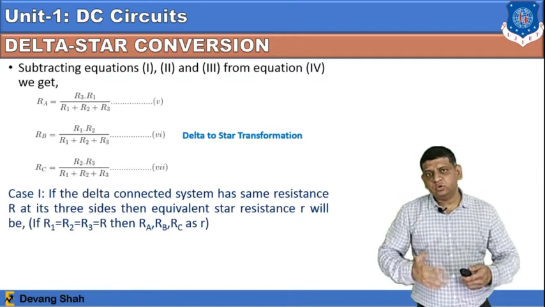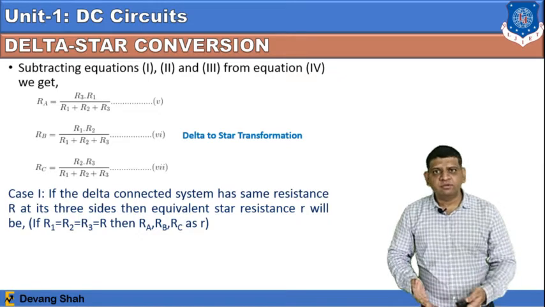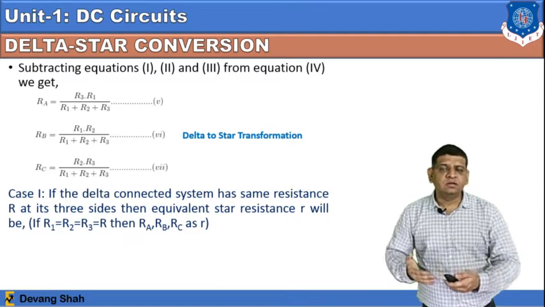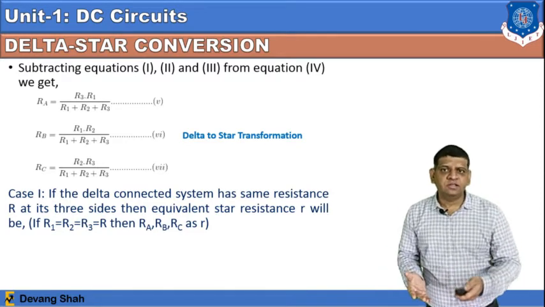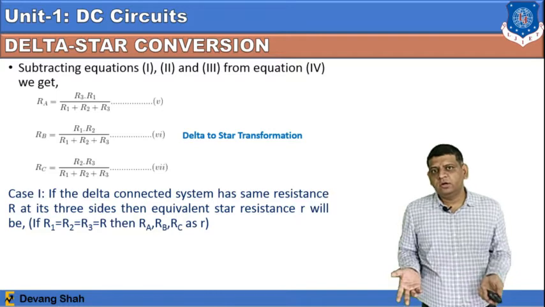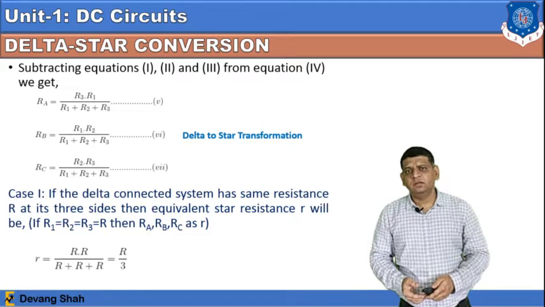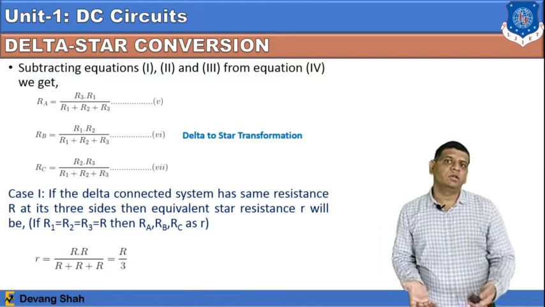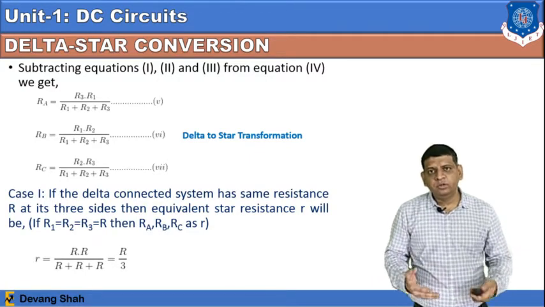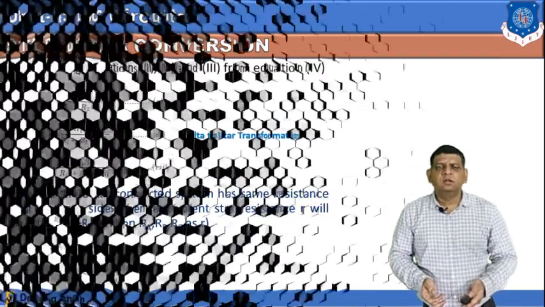Before that, let's say in a particular circuit all the resistances of the delta network R1, R2 and R3 are the same value R. In that case we consider R1 equal to R2 equal to R3 equal to R. Then what would be the equations of RA, RB and RC? Ultimately RA, RB, RC I consider as small r, and that is equal to R by 3. So if all the resistances are the same, you can divide by 3 and you will find the conversion of the resistances.